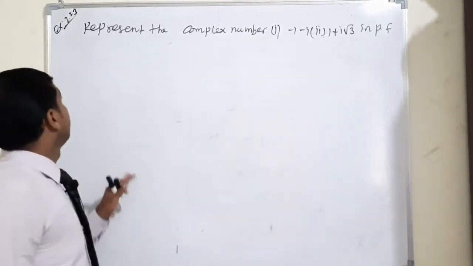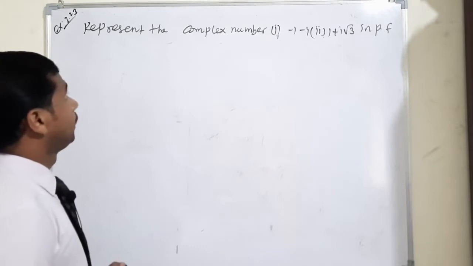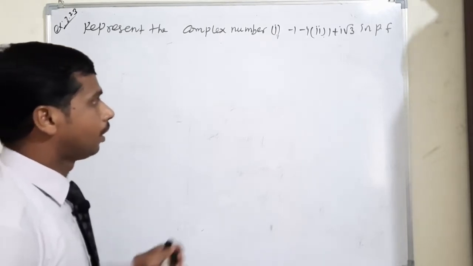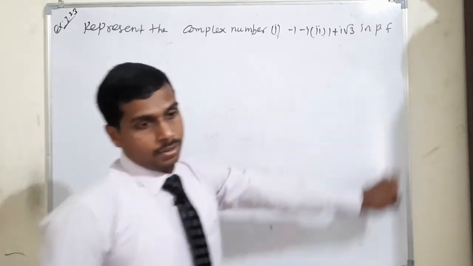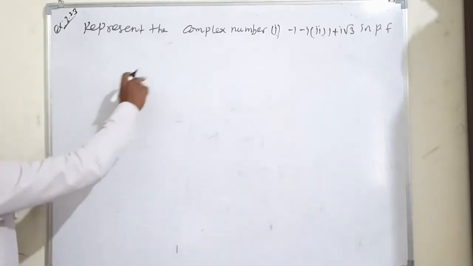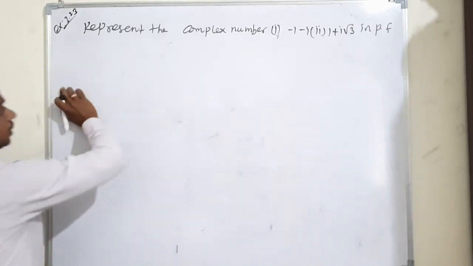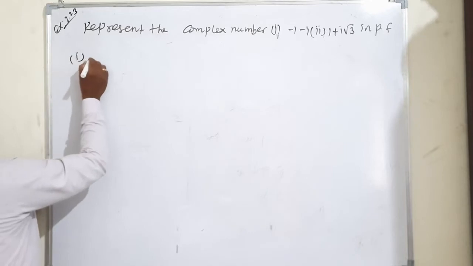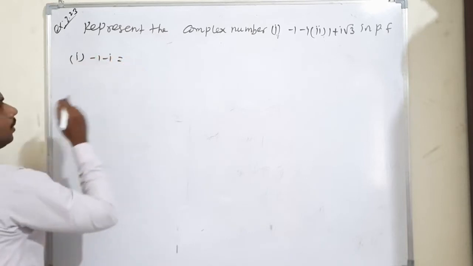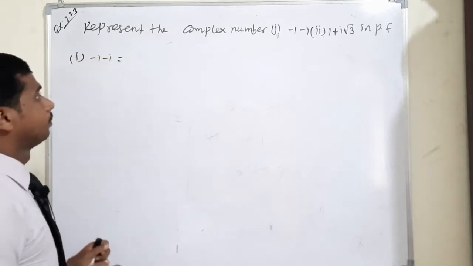So what is the question? Example 2.23. Represent the complex number given in subdivision 2 in polar form. Polar form means first I am going to consider subdivision 1. What is the question? Minus 1 minus i. First, the general term of polar form.